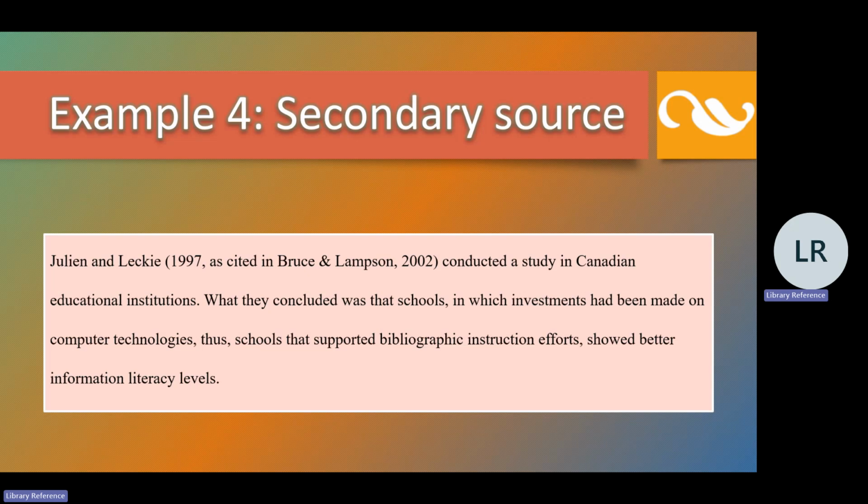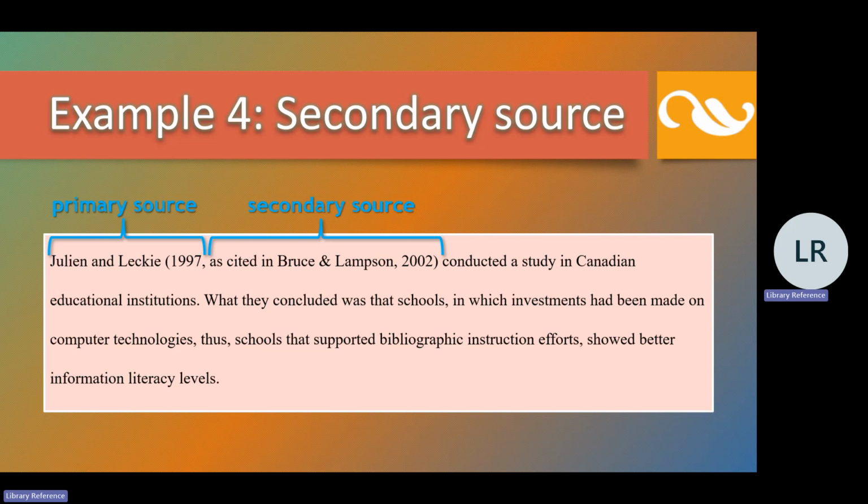In our example here, we refer to a source written by Julian and Lecky in 1997. Okay, and we say that Julian and Lecky conducted a study in Canadian educational institutions. This is a source that we didn't actually read. We read about that source in another one, in a secondary source by Bruce and Lamson, published in 2002. So, to make sure the reader understands that we haven't read the original and we say whatever we say based on a secondary source, what do we do?